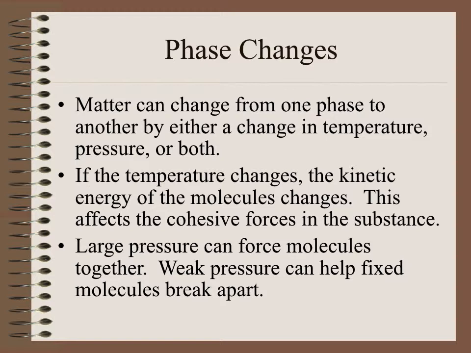This is also the way that a pressure cooker works. If you've ever used a pressure cooker in a kitchen, you have a top on your pressure cooker which is clamped down. And that huge amount of pressure forces the steam back into being a liquid, water. Weak pressure does the opposite. Weak pressure helps fixed molecules break apart, so things can become other phases much quicker.